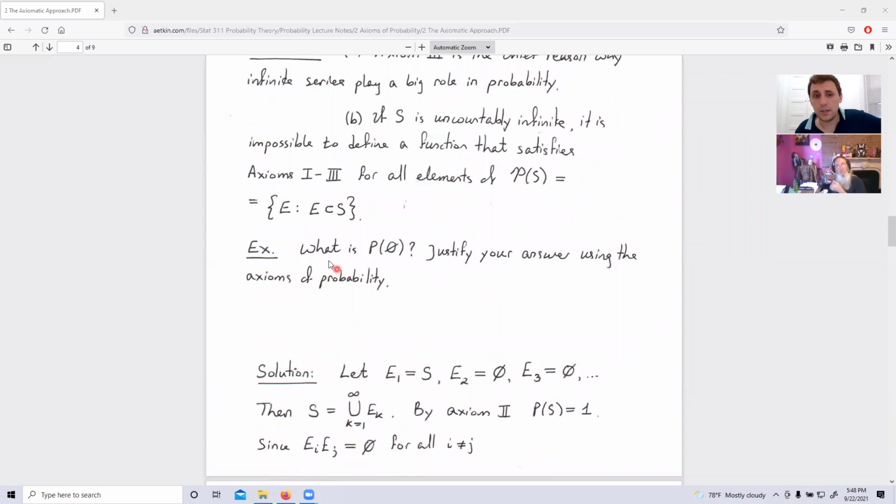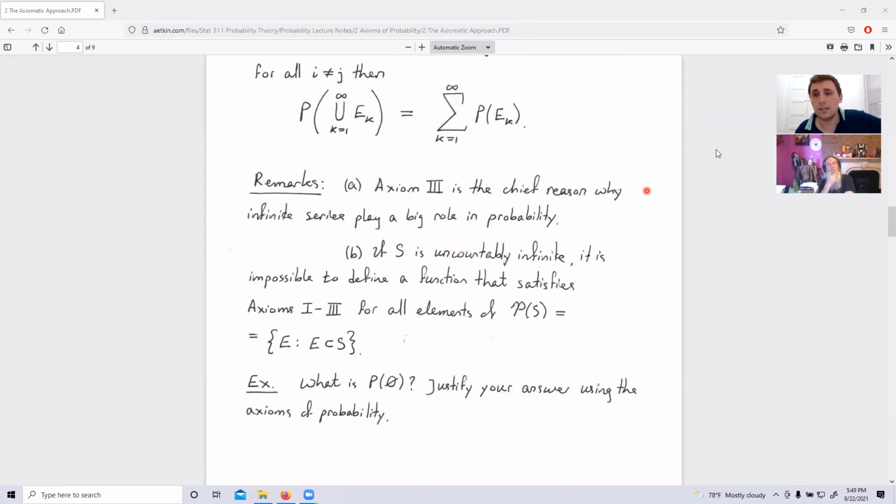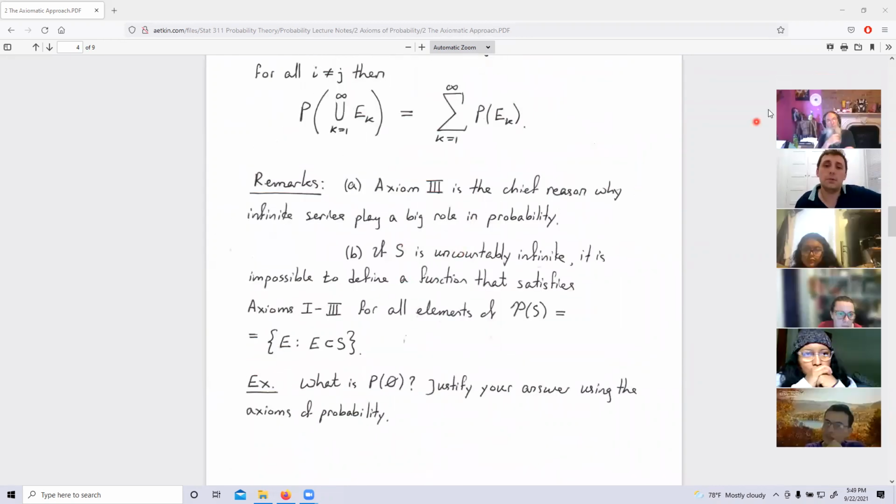Now, back to the topic. What is the probability of the empty set, guys? What do you think is the probability of the empty set? I want to see if you have a good guess, and then we are going to justify it.